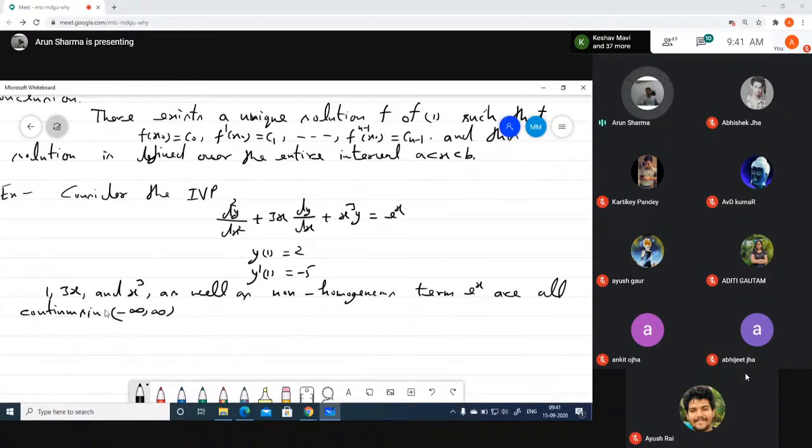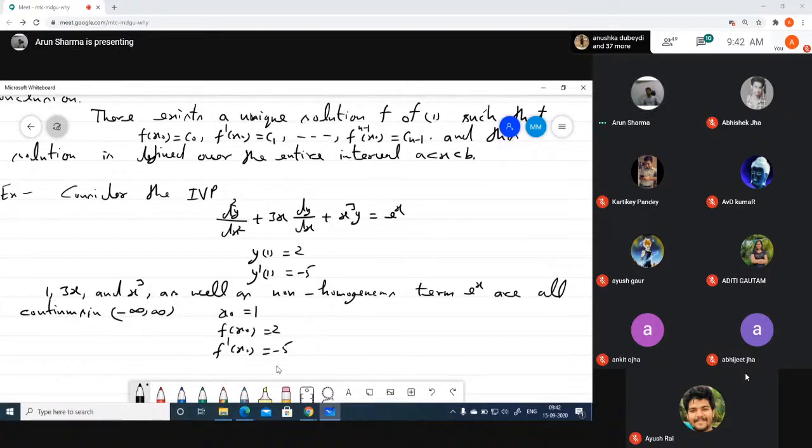Now what is the next point? There exists a unique solution f of 1 such that f(x naught) is c naught and f dash x naught is c1. Here x naught is 1. Here it is given that f(x naught) is 2 and f dash x naught is minus 5. They are real numbers, these 2 and minus 5.